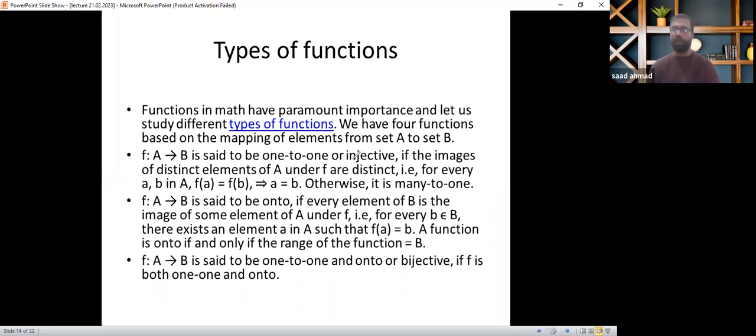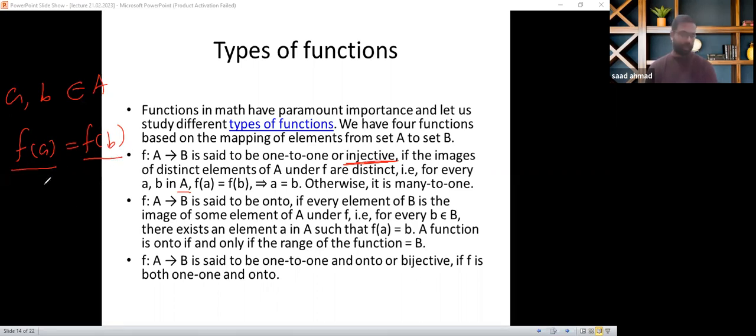So first we saw that 1-to-1 is also called injective. If the images of distinct elements of A under f are distinct: for every a and b in A, inputs from the set A, we apply the function f to a and to b, and if f of a is equal to f of b, it implies that a must be equal to b.